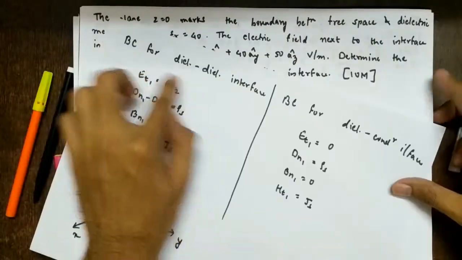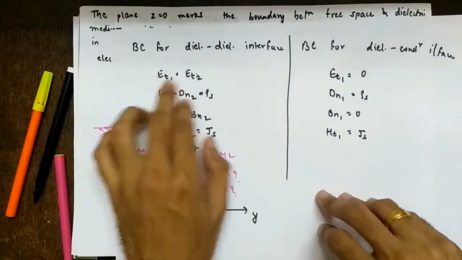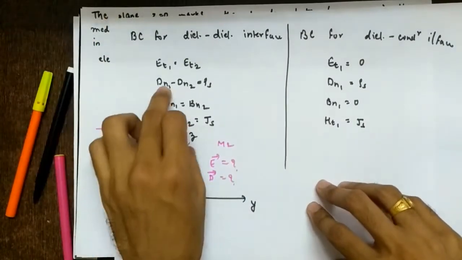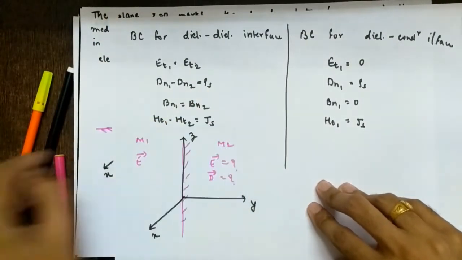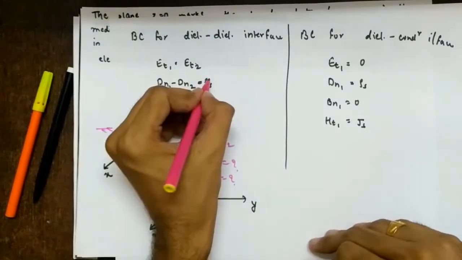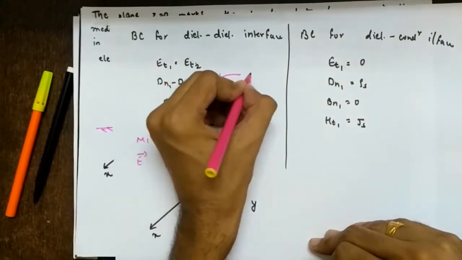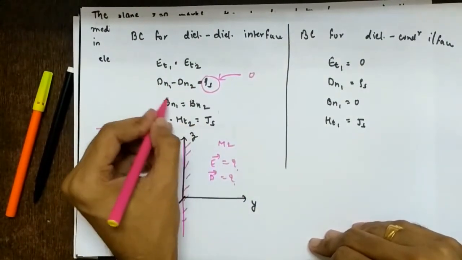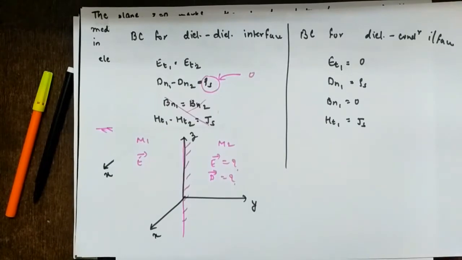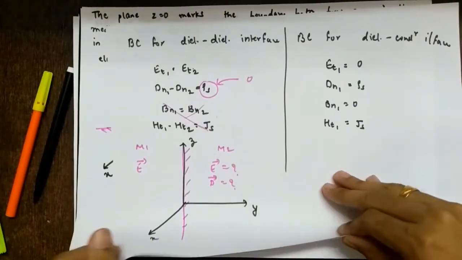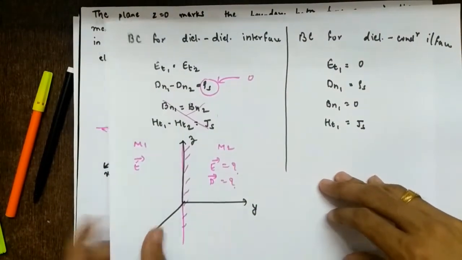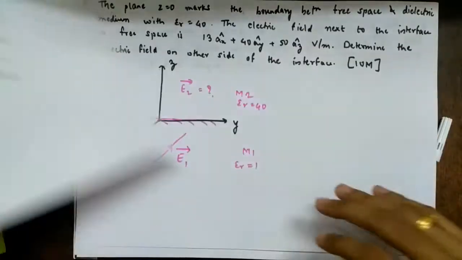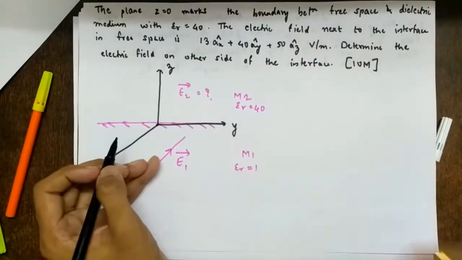Dielectric interface means these equations we have to use: Et1 equal to Et2, and Dn1 minus Dn2 is rho s. Now they have not talked anything about rho s, so we can assume it safely to be 0. Since these are magnetic fields, this will not be used for this particular sum. So Et1 equal to Et2 and Dn1 equal to Dn2 it will be. So both fields are continuous at the boundary, right?